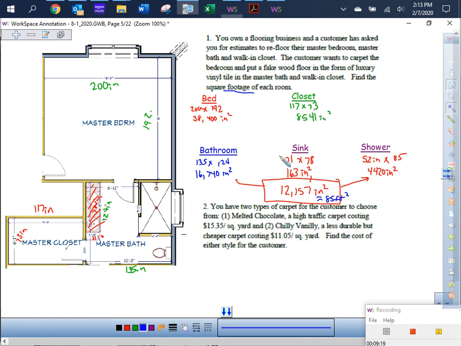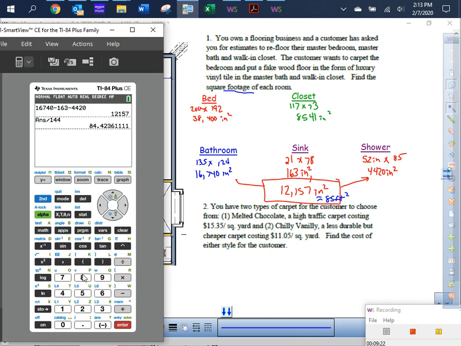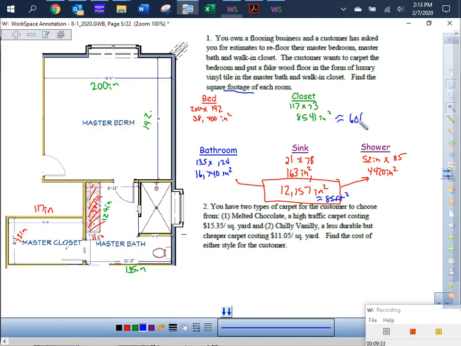And I'll do that for my closet. My closet was 8541, and then divide it by 144, because that's how many square inches in a square foot. We're going to go ahead and call that about 60 square feet, because that's what it rounded to.